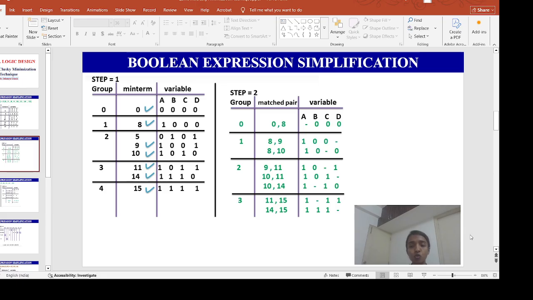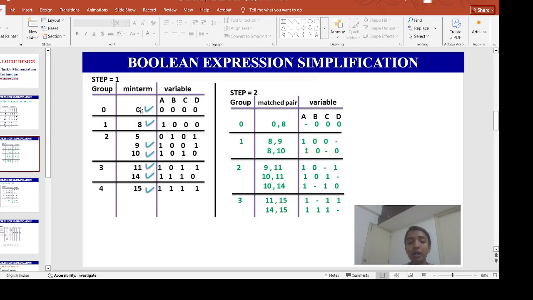Moving on to step 2, just to understand it more easily, I have repeated step 1 again. Now from step 1 we will jump to step 2. In step 1 we had group, min term and variable. But in step 2, these two columns are common. You can see group and variables are common, but this matched pair is something new. What is this matched pair? We have to understand it.